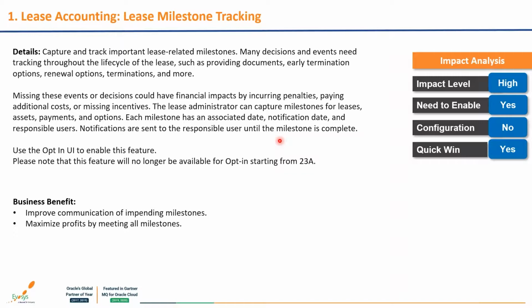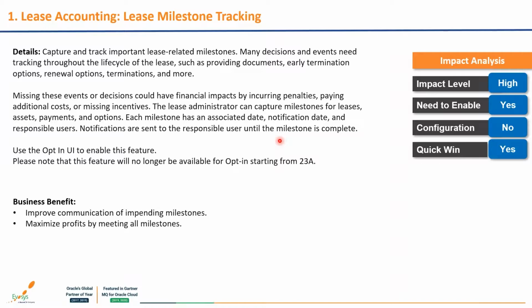If we do not fulfill the milestone event before the specified date, the lease will result in some penalties, and sometimes it can be an incentive. We can also provide some incentives, like if we achieve the milestone event before the specified date, we can earn some incentive on it, right? So milestone events are very financially affecting things. So Oracle has introduced that we can now track milestones on the lease page, right?